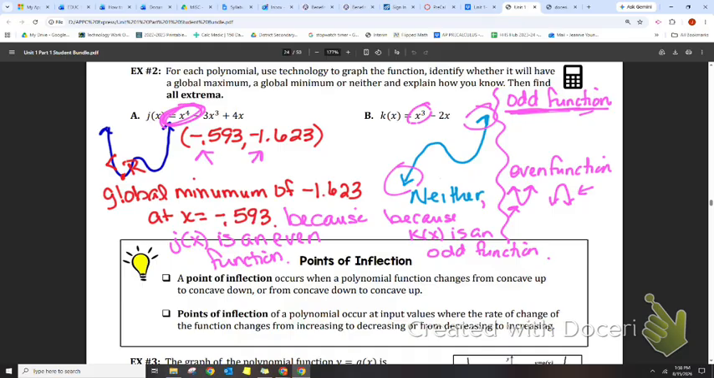All right, we'll talk more about even and odd functions later. All right, points of inflection. We've already talked about these, even though we hadn't formally talked about it in the notes or anything. A point of inflection occurs when the polynomial function changes from concave up to concave down, or from concave down to concave up. Points of inflection of a polynomial occur at input values where the rate of change of a function changes from increasing to decreasing or decreasing to increasing.